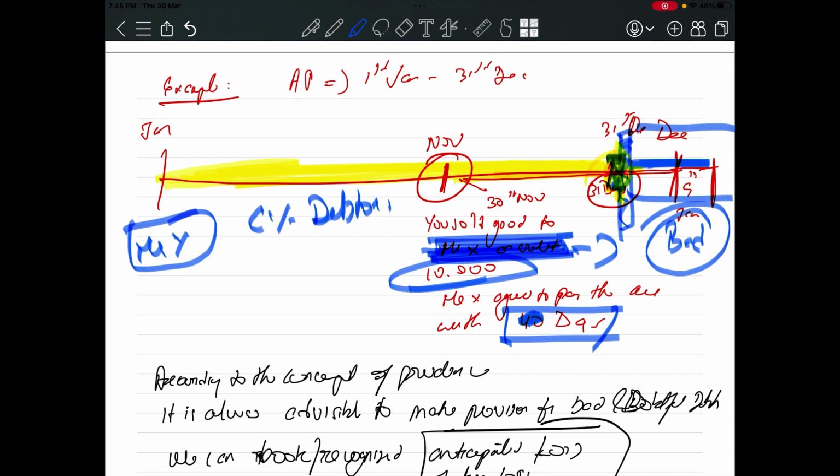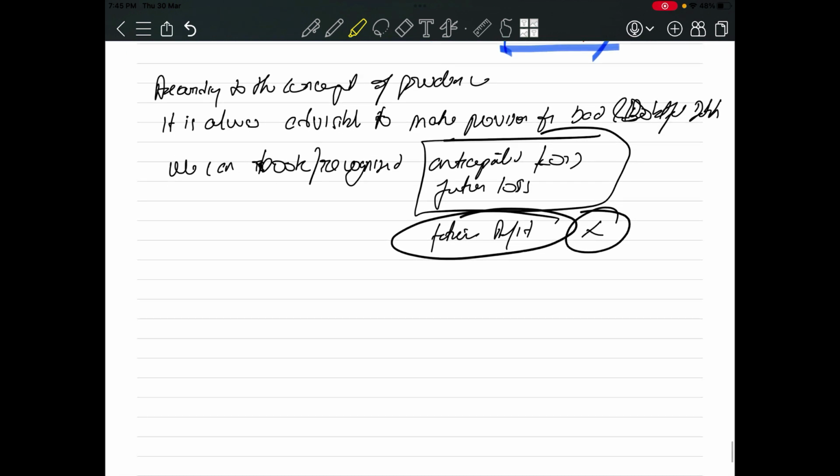So if Mr. Y is in doubt that he will not receive the full amount, he will create provision on this date, on 31st December. Okay, I hope everything is clear.